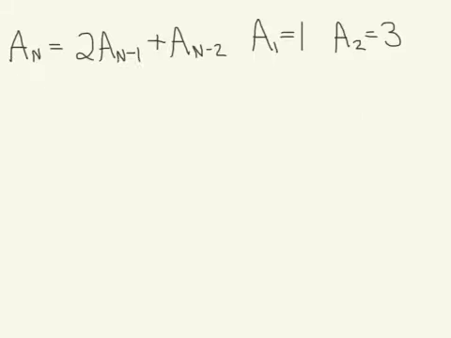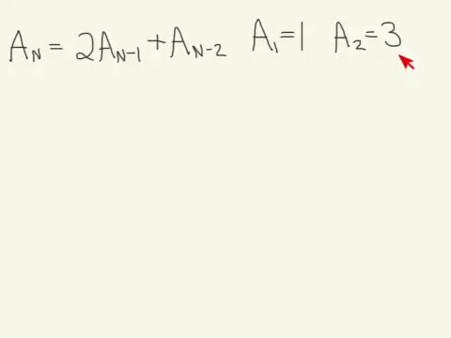Let's take a look at this problem involving sequences, where the equation right here is given to us as a recursive definition. It says that if you want to find the nth term of the sequence A, I'd call that an, it's equal to 2 times an minus 1 plus an minus 2. An minus 1 refers to the term before an, and an minus 2 refers to the term before that. They've also told us that a1 is equal to 1 and a2 is equal to 3.